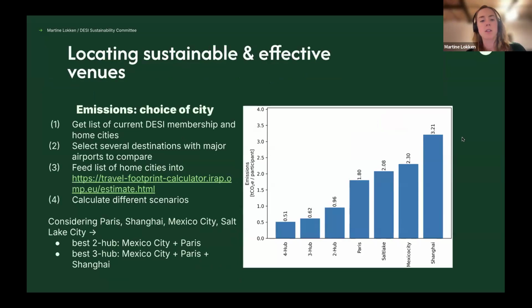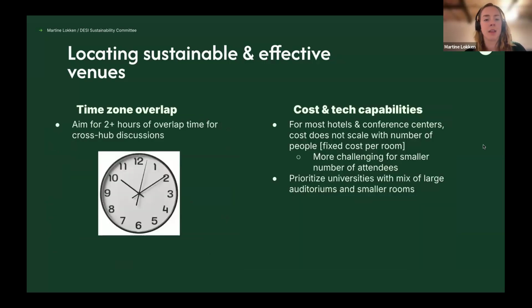We've done some work to try to figure out sustainable and effective venues, and it looks like we're going to do some combination of Mexico and Paris, maybe Mexico City, potentially somewhere else in North America. But this seems to be promising, and the emissions of those two combinations are pretty low in comparison to having it at any single location. We'll have a little bit of overlap with those two locations, but not that much.